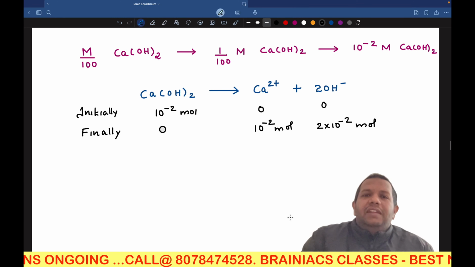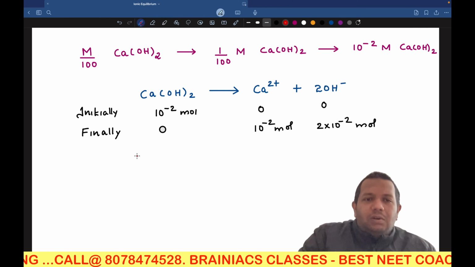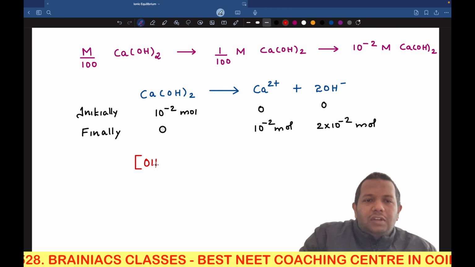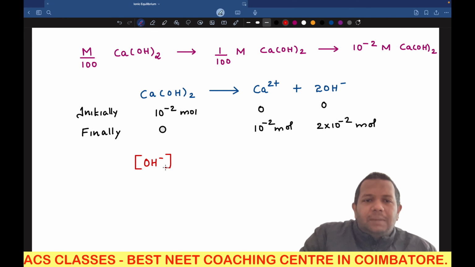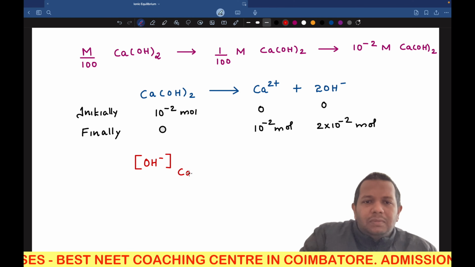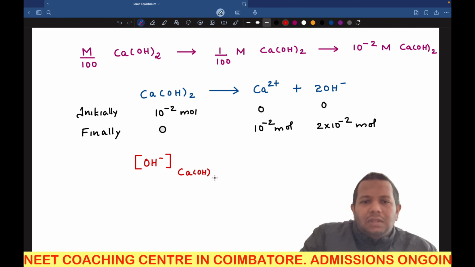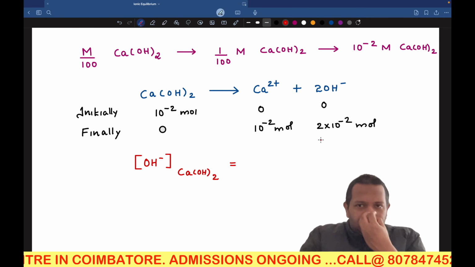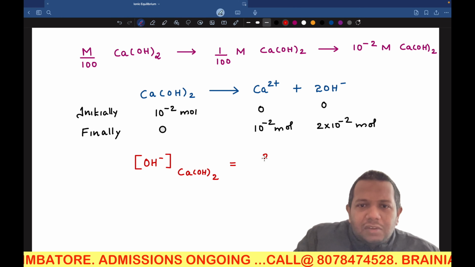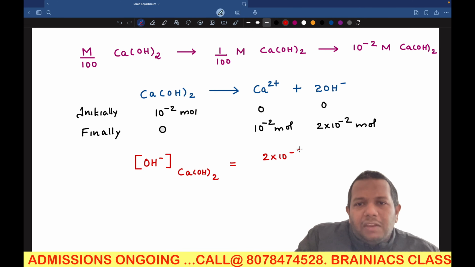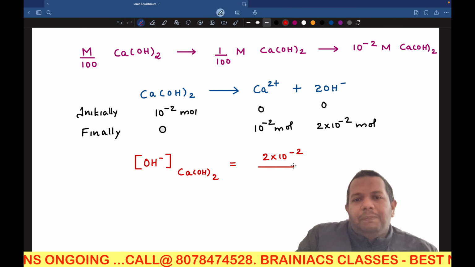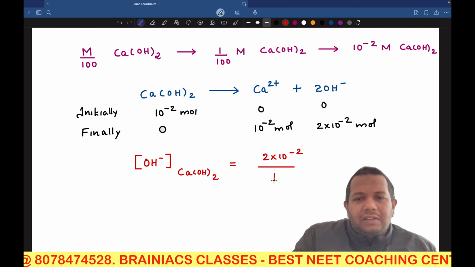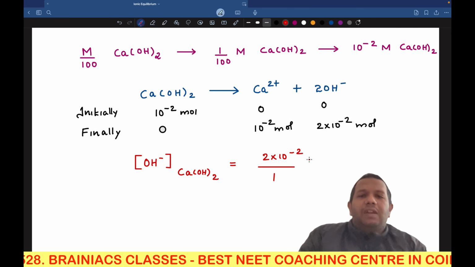Now let's calculate the concentration of OH minus ion. So this concentration of OH minus ion is completely due to calcium hydroxide. We are not taking water here. Okay, so how much is that, sir? It's mentioned the number of moles is given here, 2 into 10 power minus 2 divided by, please don't forget to divide it by volume, even though it is 1 liter. So we put it as 2 into 10 power minus 2 by 1.